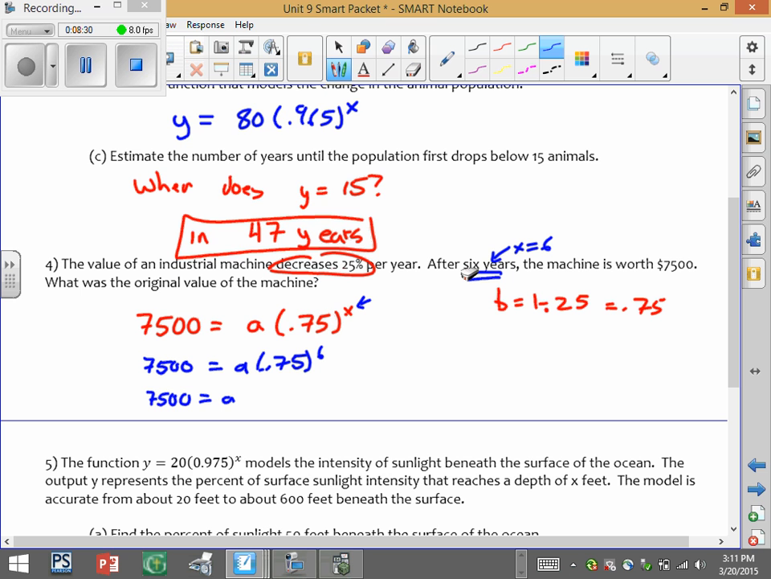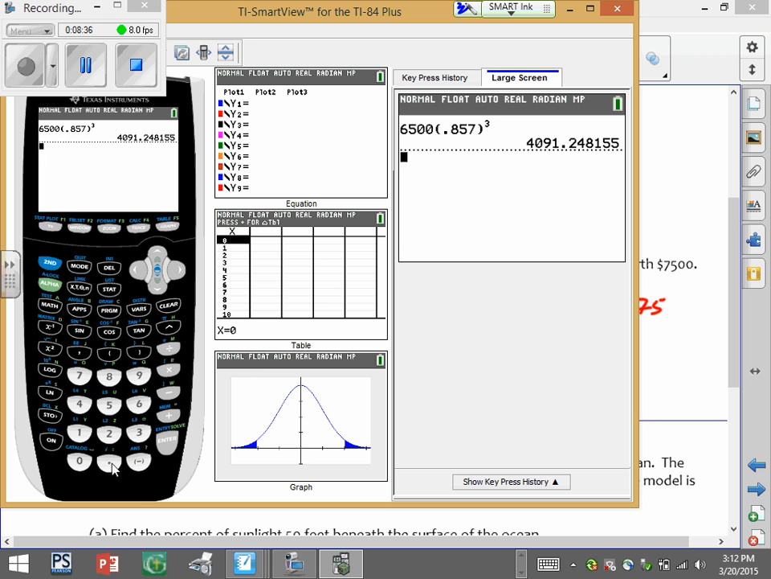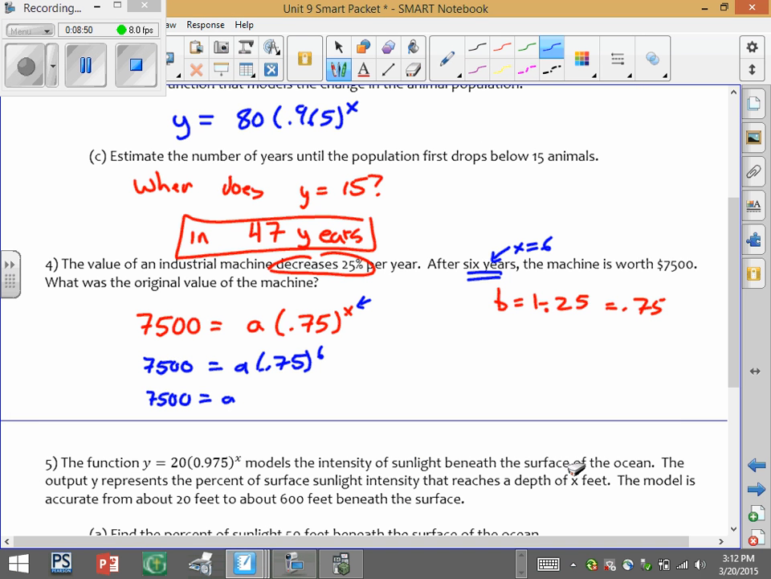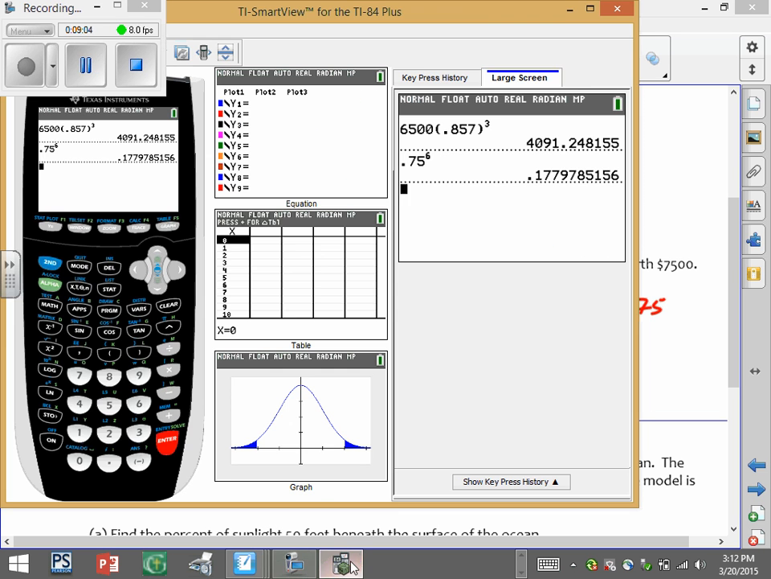So we have A, take 0.75 and raise it to the 6th power. So we have 0.75 to the 6th equals 0.17797. And what we need to do now is divide both sides by 0.17798. Or if you've got one of these graphing calculators, we can do 7,500 divided by, you can actually pull your previous answer by using that second answer function. And there's our final answer. So we'll call it 42,140.